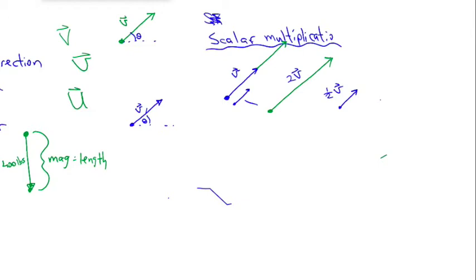All right. Weirdly enough, what about negative v? It's just going in the opposite direction. So you kind of go down this path, the same length as v, and that would be negative v. So it would be a point here in that direction. So that would be negative v.